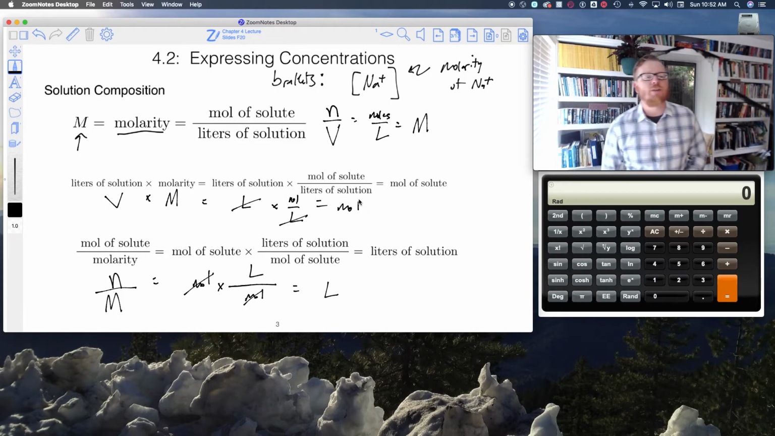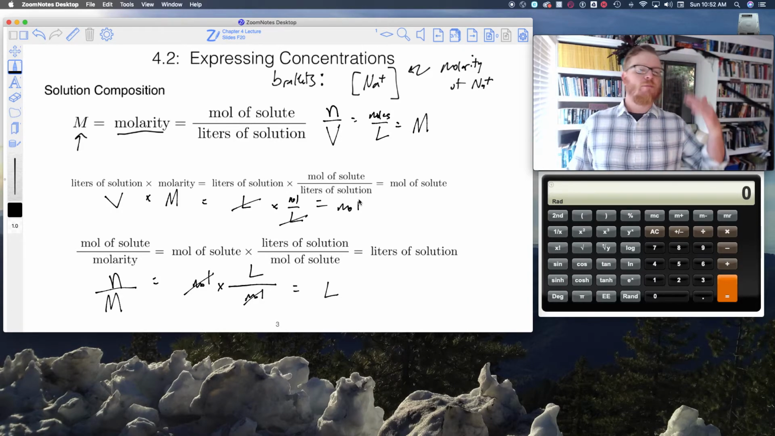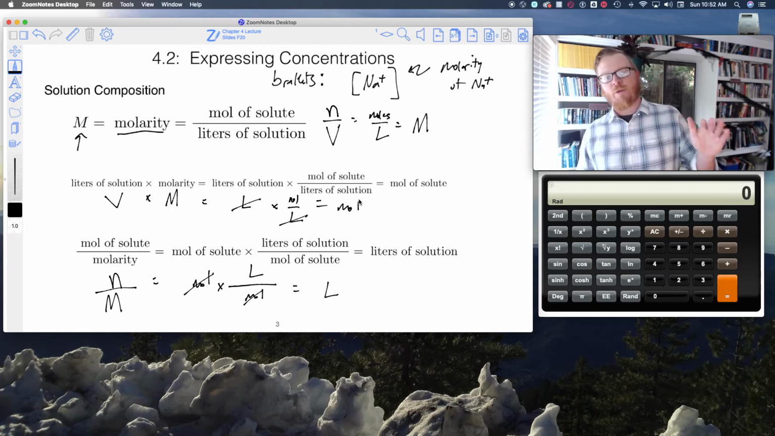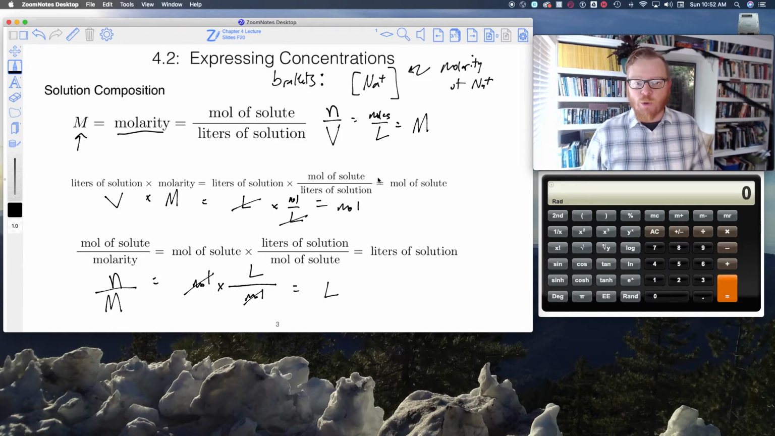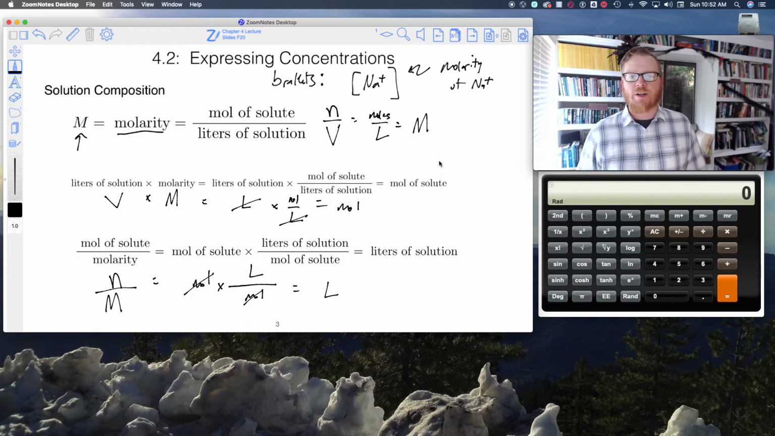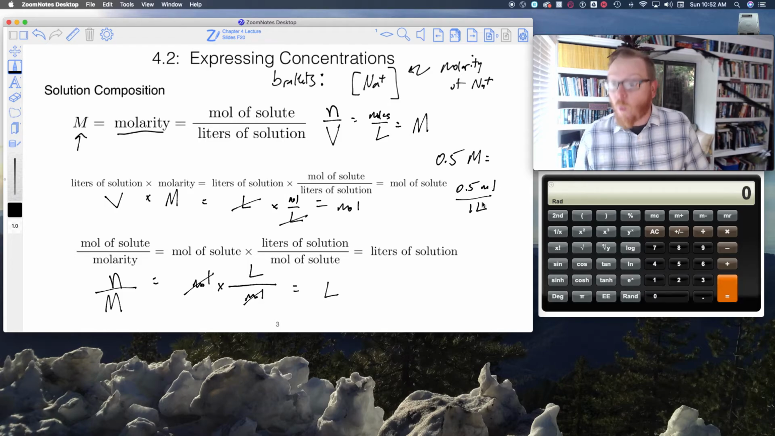So instead of trying to remember formulas, like do I take moles divided by molarity or volume times molarity, just remember your dimensional analysis. For example, if something is 0.5 molar, that's the same thing as saying it's 0.5 moles in 1 liter. That means the same thing.